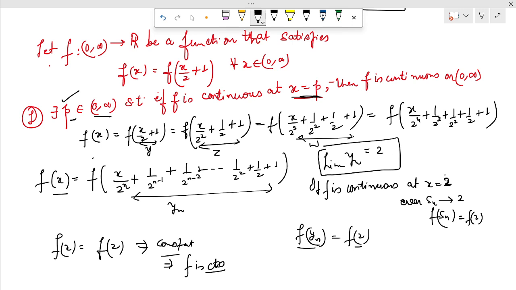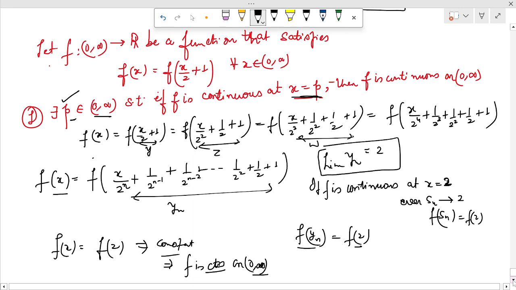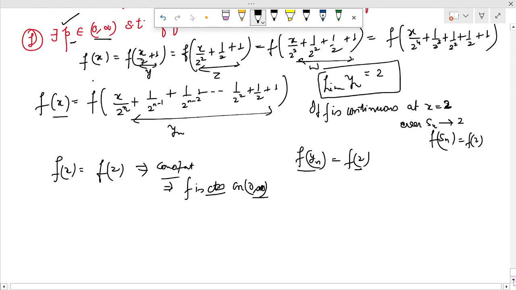Clearly, because if f is continuous at 2, then for every sequence converging towards 2, let's say Sn, f of Sn will be f of 2. So this particular sequence converges towards 2. If f is continuous at 2, then f of yn must converge towards f of 2, and f of x will then be equal to f of 2. f of x is a constant function, which means f is a continuous function on 0 comma infinity. So clearly this statement is true. Yes, there exists a point p, and this point p is 2.